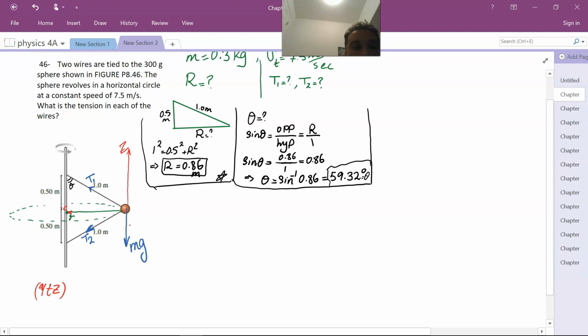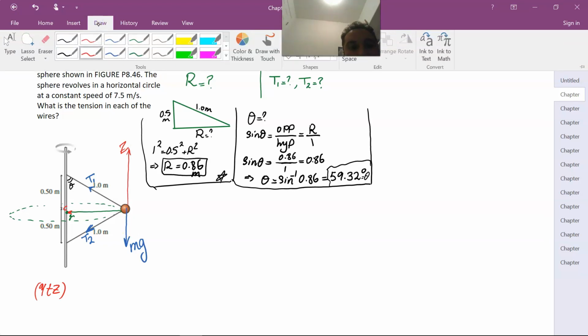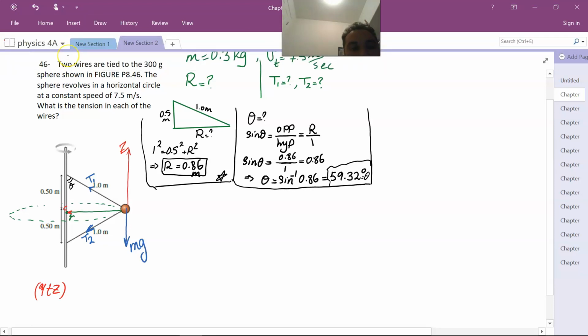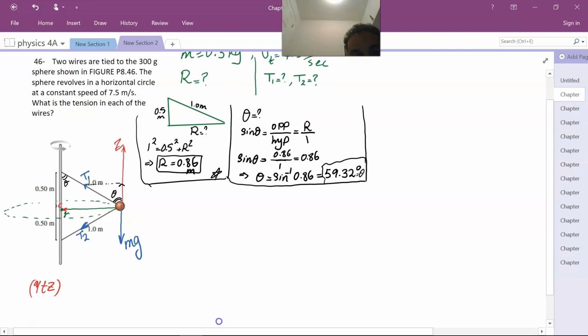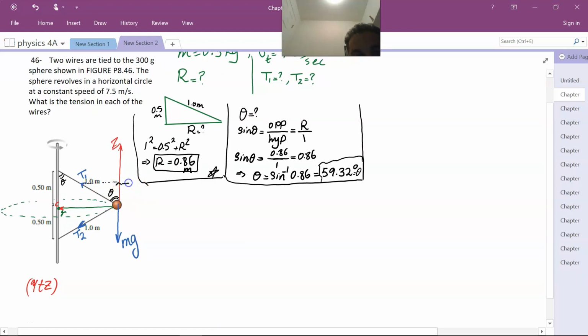Now, what do I see here? I can see that if this is theta, this angle also by geometry will be theta. Therefore, this tension makes two components. One component here will be T1 cosine theta, and the other one, on the x-axis or r-axis, will be T1 sine theta.